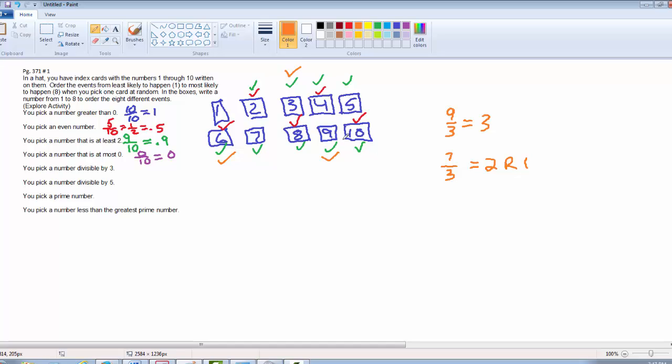So if I go back and take a look, I've got one of these orange: 2 and 3. And remember, this is out of 10, so I go 3 out of 10, which is going to get us a 0.3.